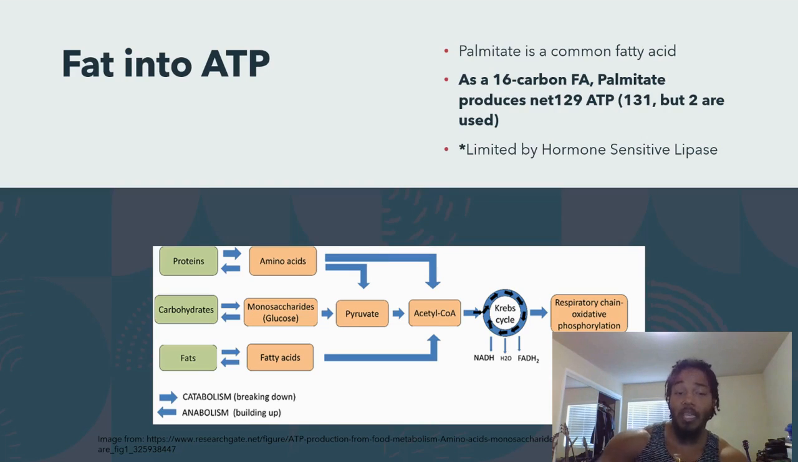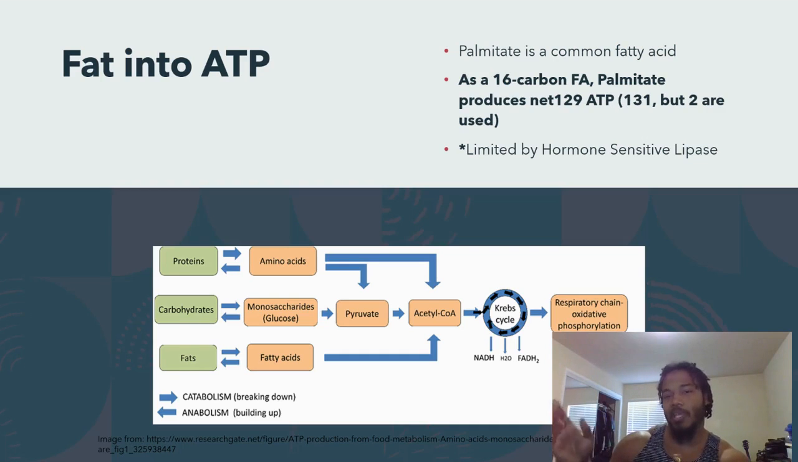If you look, this graph actually has proteins, carbs, and fats on it. Fats are converted to fatty acids, which I'm going to address right here. The limiting factor is hormone-sensitive lipase, which is what converts stored fats into fatty acids, which can be used to make acetyl-CoA through beta oxidation. If you're unable to convert that fat to the usable form of fatty acid, then you can't get any more energy from fat. That acetyl-CoA follows the same process as the acetyl-CoA from carbohydrates.